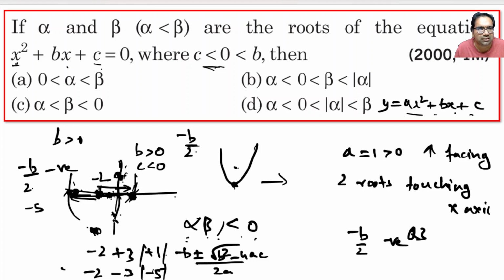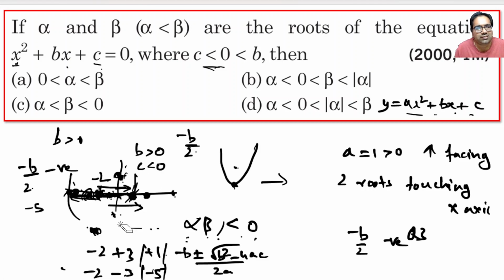Only when this vertex is on the y-axis, then the absolute value of this and this will be equal. When you move towards left, obviously the absolute value of this will be greater than the absolute value of this. Similarly, if you are moving this vertex to the right, the absolute value of the right one will be greater than the absolute value of the left one, if you are moving the vertex to the right side from the y-axis.